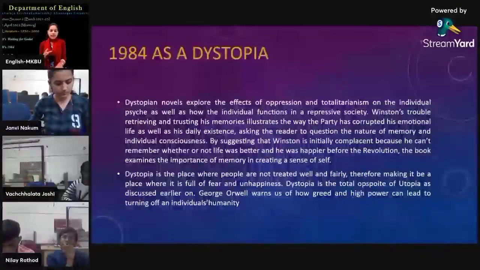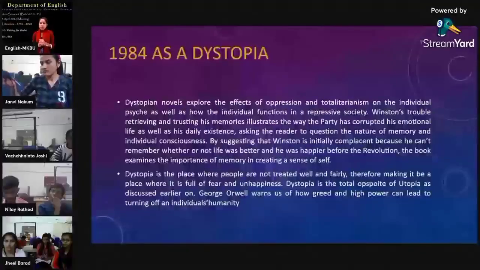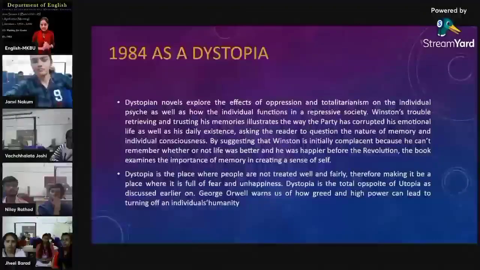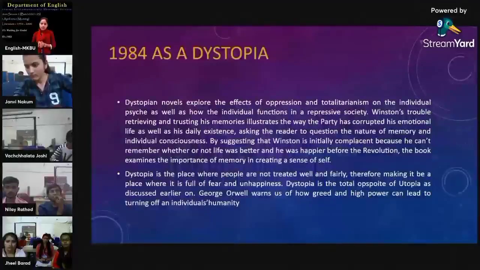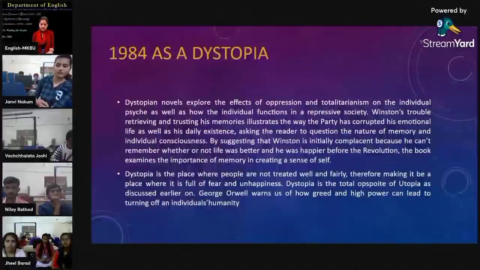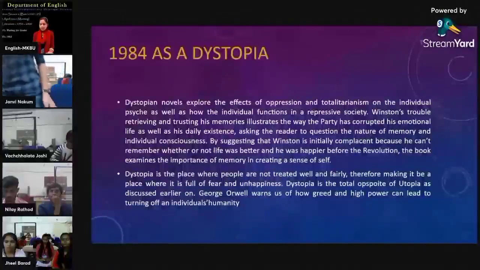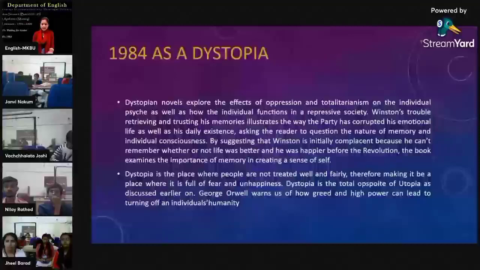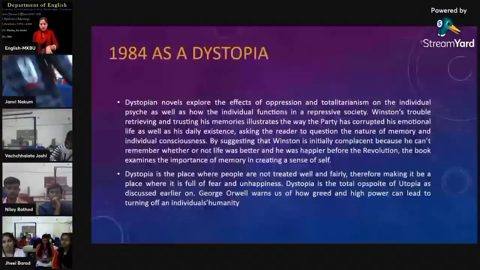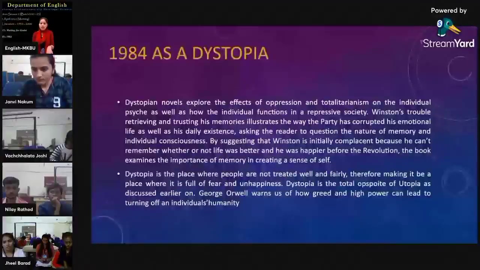Okay, why is 1984 a dystopia? The novel explores the effect of oppression and totalitarianism on the individual psyche, as well as how the individual is a representative of society. Winston's trouble trusting his memories illustrates the way the Party has corrupted his emotional life as well as his daily existence, asking the reader to question the nature of memory and individual consciousness. Winston is inherently compromised because he can't remember whether or not his life was better before the revolution. The book examines the importance of memory in creating a sense of self.